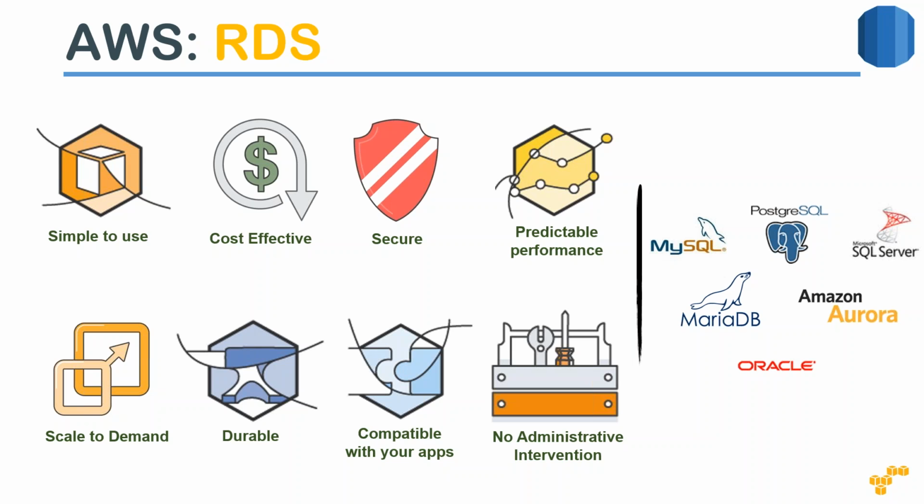Finally, no administrative tasks. Instead of saying no administrative tasks, you can say most of your administrative tasks are automated here: taking backups, upgrading, patching, fine-tuning your performance. Most of those things have been taken away from the administrator and are taken care of by Amazon itself.